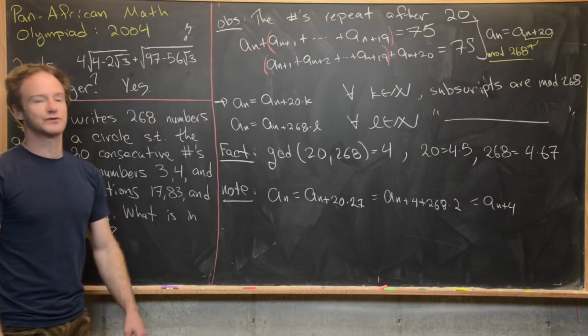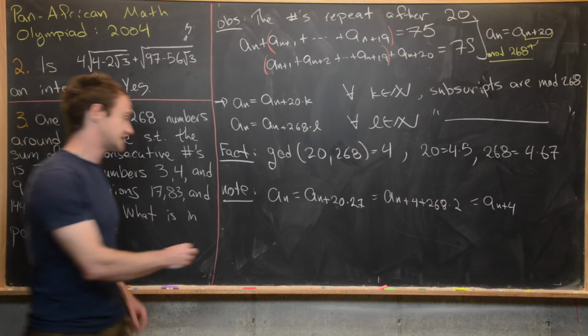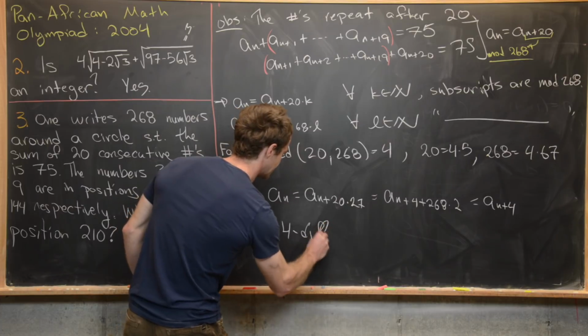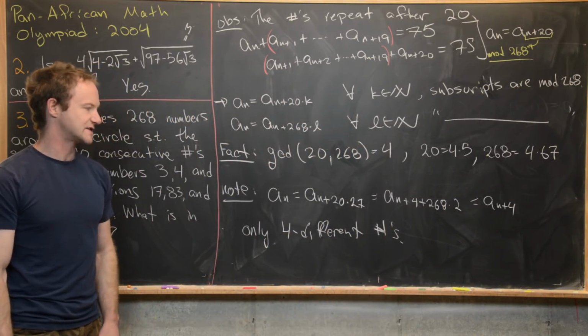That means these numbers repeat every 4. And furthermore, it also tells us that there are only 4 different numbers. And we'll talk through exactly why that's true on the next board.